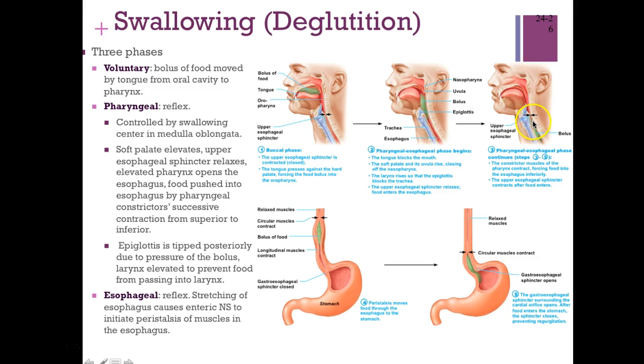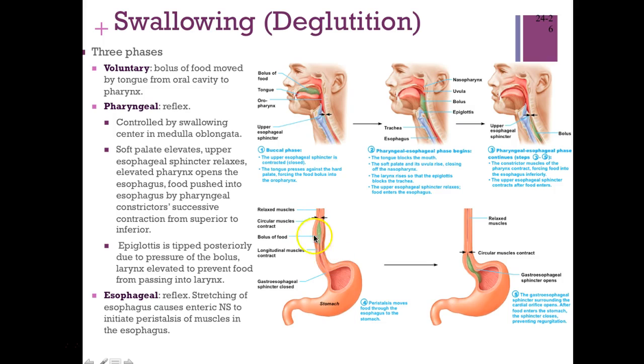And that food will continue on down. The upper esophageal sphincter will then close. And another thing I forgot to mention is that this epiglottis is going to have to move downward in order to cover the larynx so that food and water will not get into your lungs.